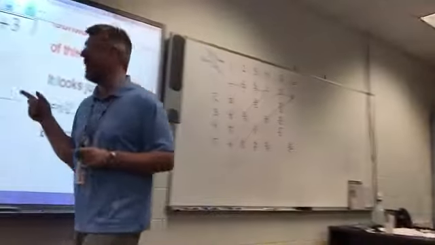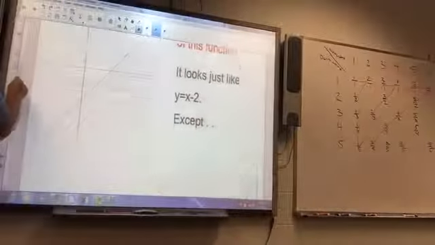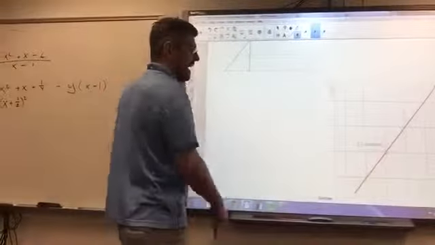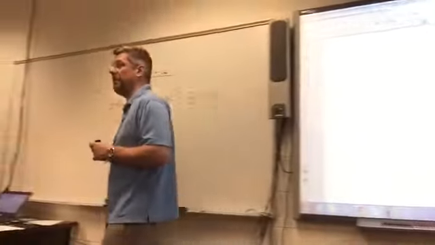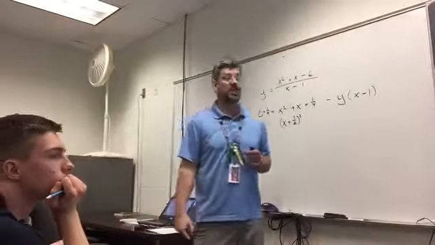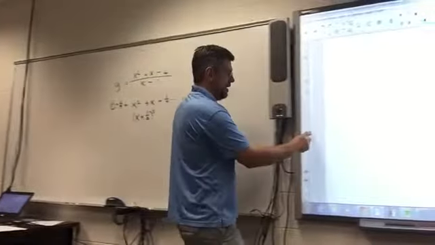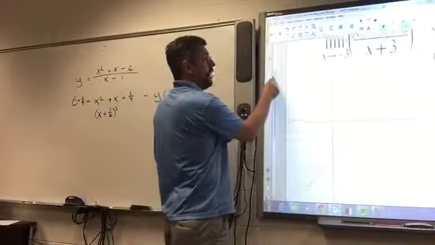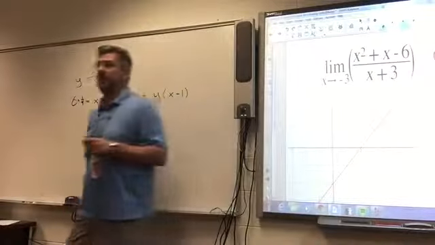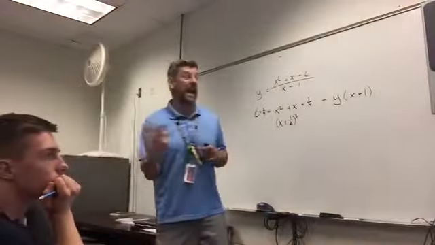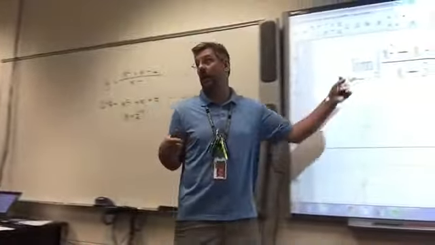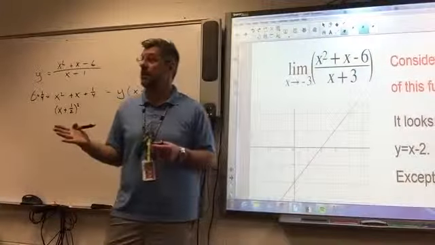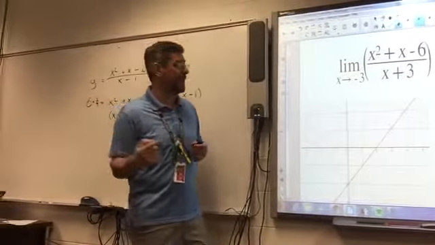However, when I drill in, when I zoom in on it, I see a hole in the function. Why is there a hole in the function? If I scroll up to the function, why is there a hole in the function? Yeah, I can't have x equals negative 3 here because it makes my denominator equal to 0.